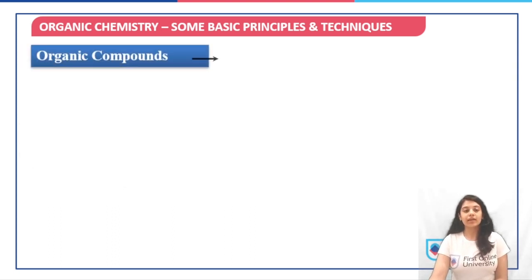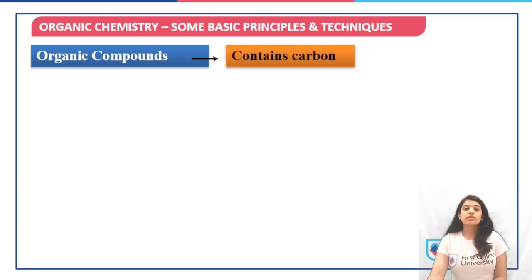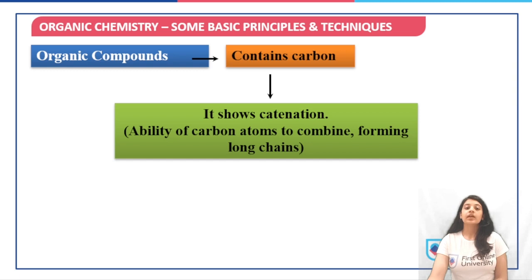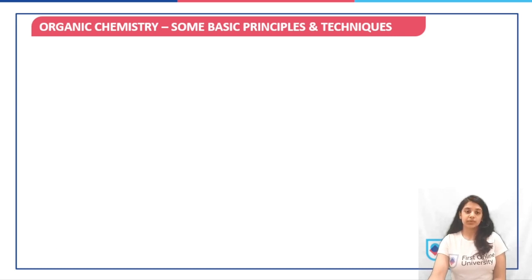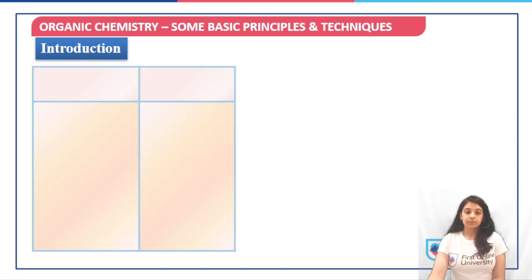So, what are the various organic compounds? Organic compounds are those that contain carbon. Carbon is capable of showing catenation, that you must have studied in your class 10th while you were studying the carbon and its compounds chapter. We have studied there that carbon shows this property of catenation, that is the ability of carbon atoms to join together with each other and form long chains. Organic chemistry is nothing but carbon chemistry. Let us look at an introduction to organic chemistry now.